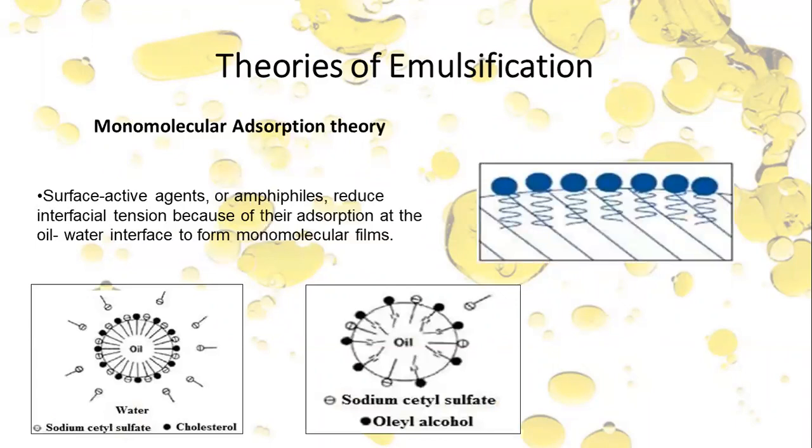So, monomolecular adsorption theory. This is an important theory, monomolecular adsorption or film formation. Surfactants adsorb at the oil-water interface and form a monomolecular film. This film rapidly envelops the droplets as soon as they are formed. Agents having higher interfacial activity are better suited for this purpose. The monomolecular film should be compact and strong enough so that it cannot be easily disturbed or broken.